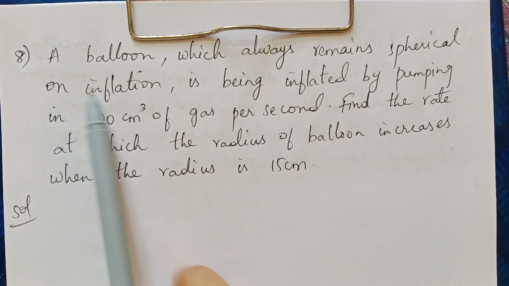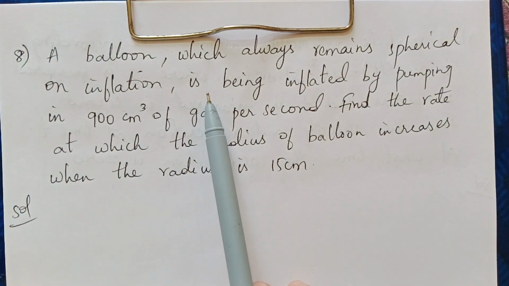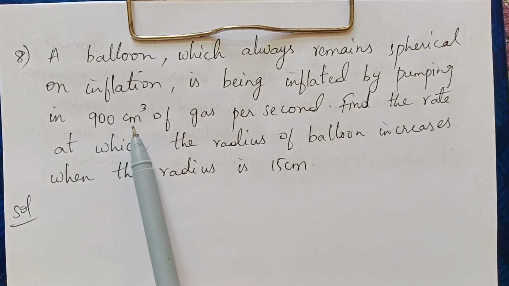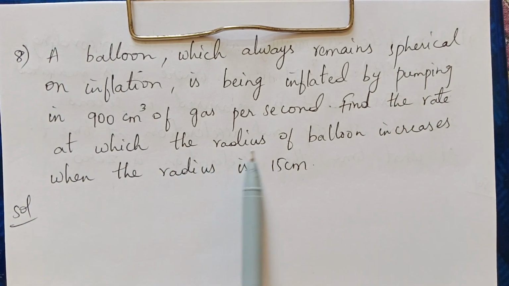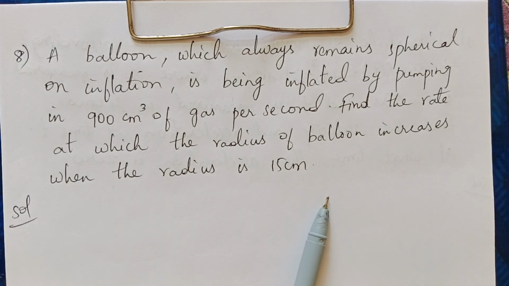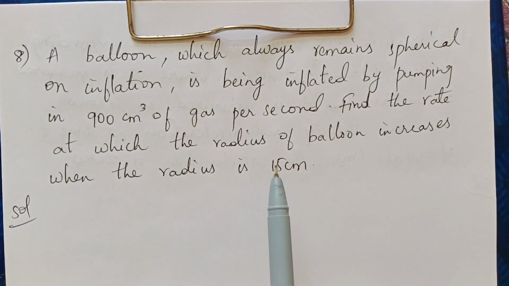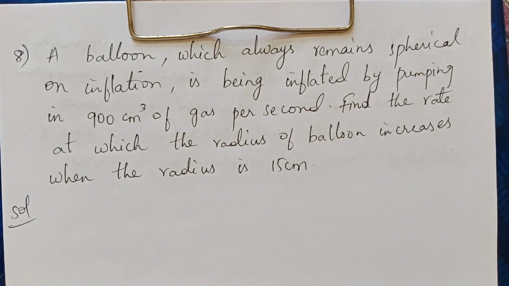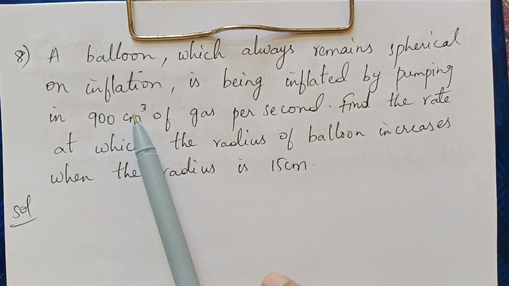Eighth question is a balloon which always remains spherical on inflation is being inflated by pumping in 900 centimeter cube of gas per second. Find the rate at which the radius of the balloon increases when the radius is 15 centimeter. So here the air is pumped, so it is nothing but the capacity of the air being held by the balloon. So here we have to find the volume of the sphere, right? And this is the change in the volume.